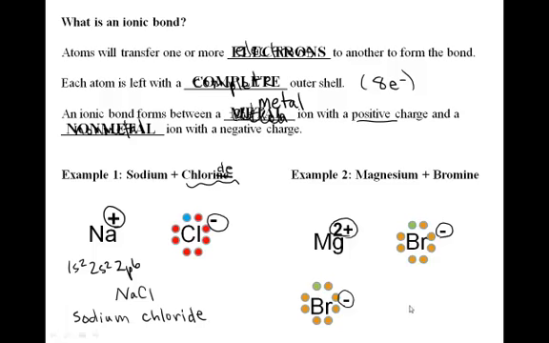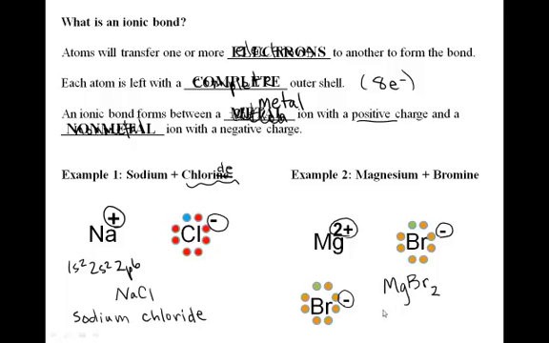Let's write the formula. Mg goes first, the positive first. And then there's 1 magnesium, but we have 2 bromines. Do I need to put a 2 in front? No. It should be a subscript 2. Sub means it's down lower. So a subscript: MgBr2, we write the 2 down low.